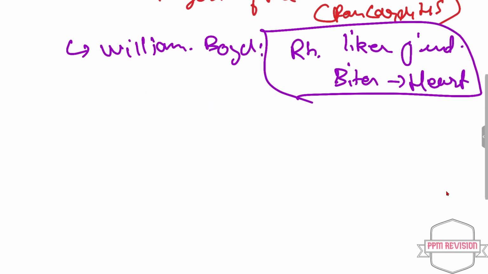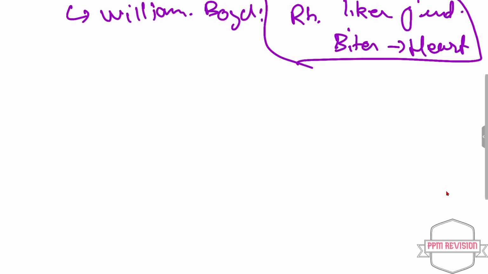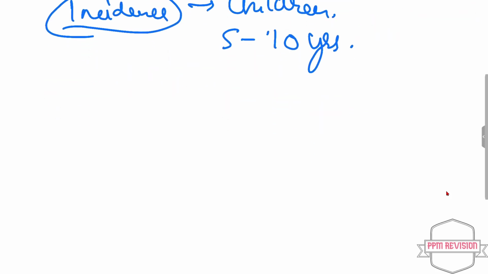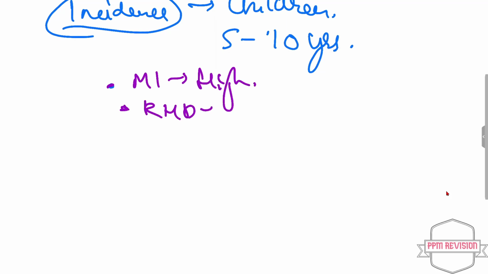Moving ahead, looking at the incidence, the disease appears mostly in children who are susceptible to streptococcal infection, mainly around 5 to 10 years. But also, previously we learnt about MI, which is common in high socioeconomic status, whereas rheumatic heart disease is common in poor socioeconomic strata.